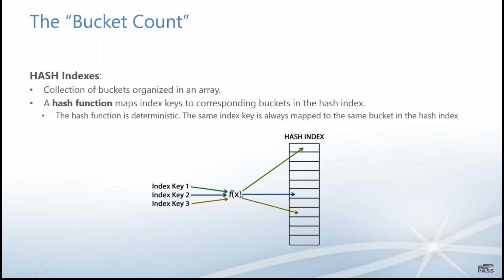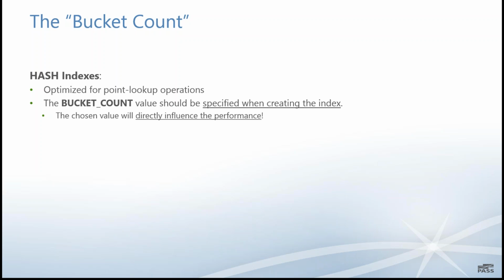You have a hash function, okay? And when you define the index, you are defining an index key. This index key will be passed to this function, and this function will create a hash which will map this index key to a bucket. So this bucket count should be specified when we are creating the index. We need to choose the right value, because this will directly influence the performance.